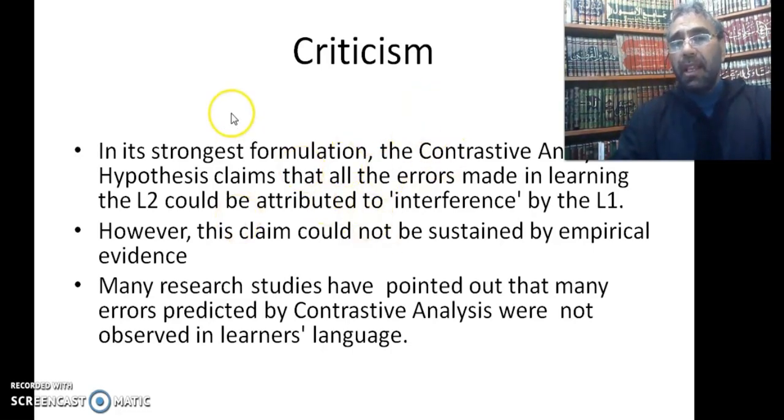So the claim that all the errors made in the learning of L2 could be because of interference of the L1 is not true, because this claim could not be sustained by evidence. You can give a lot of examples of errors that have nothing to do with the interference of the L1.